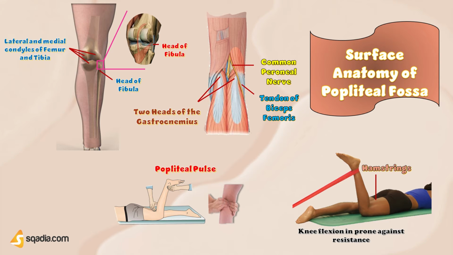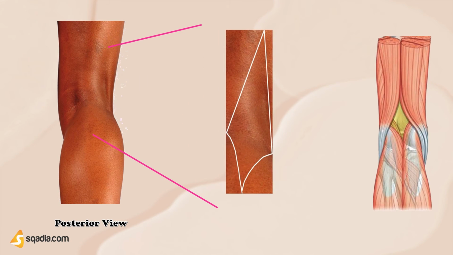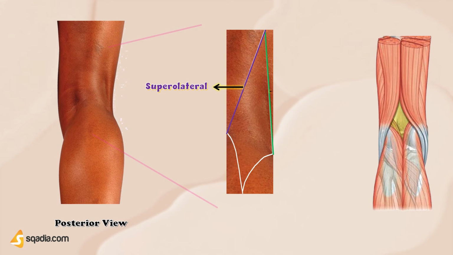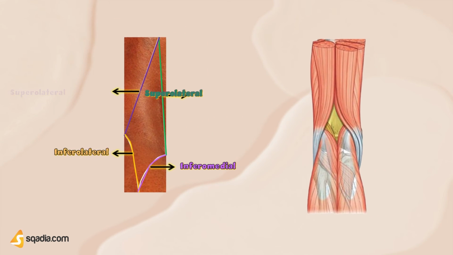As I mentioned before, the fossa is diamond-shaped. Its boundaries are formed superolaterally, superomedially, inferolaterally, and inferomedially. And of course, it has the floor and a roof. Upon dissection, the muscles can be seen.